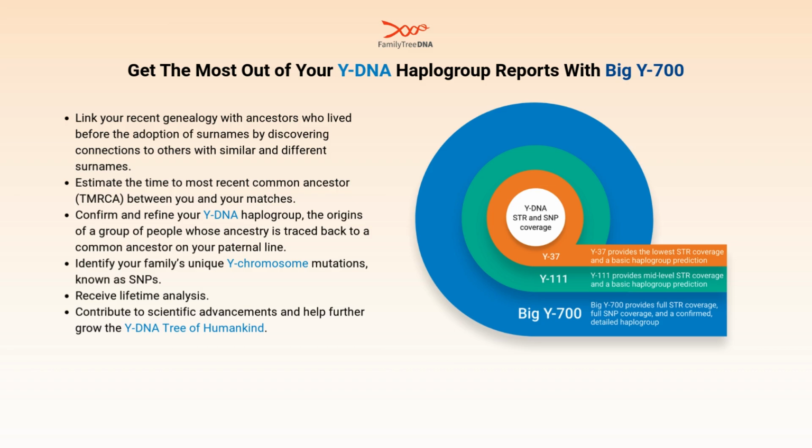And so with those SNPs being tested, we're able to estimate where your common ancestor is with your matches, whether you guys are related 60 years ago or 60,000 years ago. In addition to that, you'll also be able to identify your family's unique genetic signature. You also receive a lifetime analysis as well as being able to contribute to scientific advancement to further the Y-DNA tree of mankind.